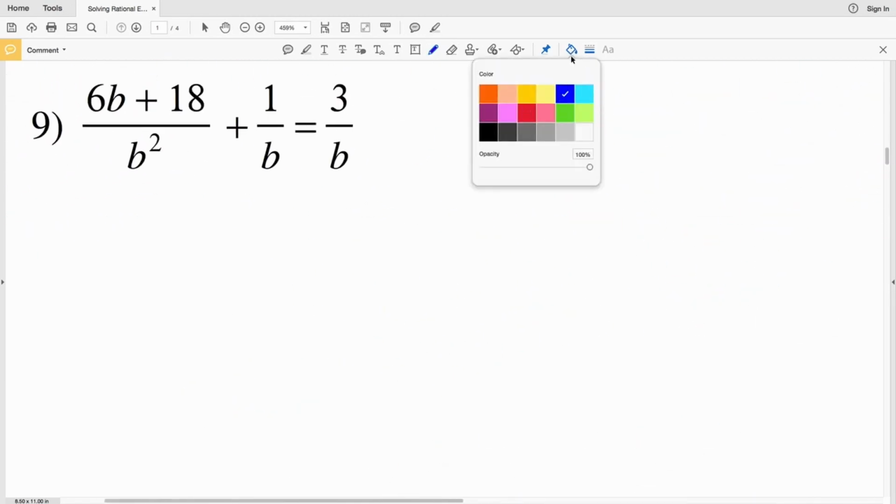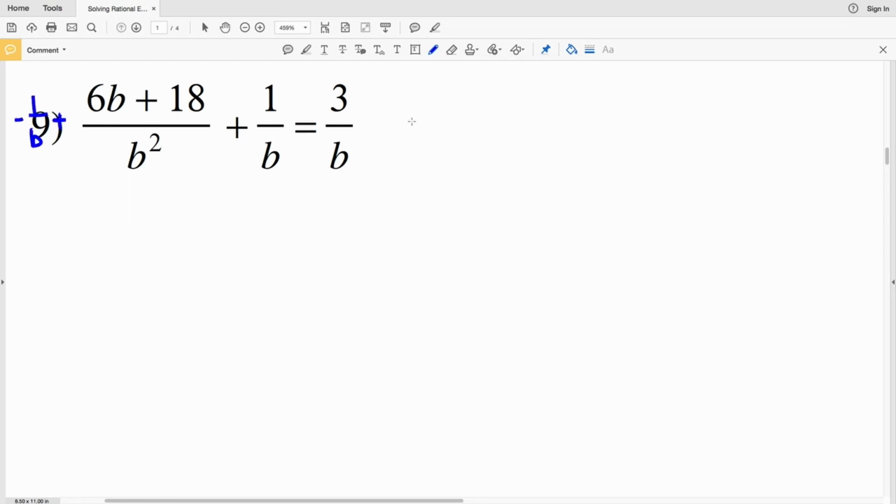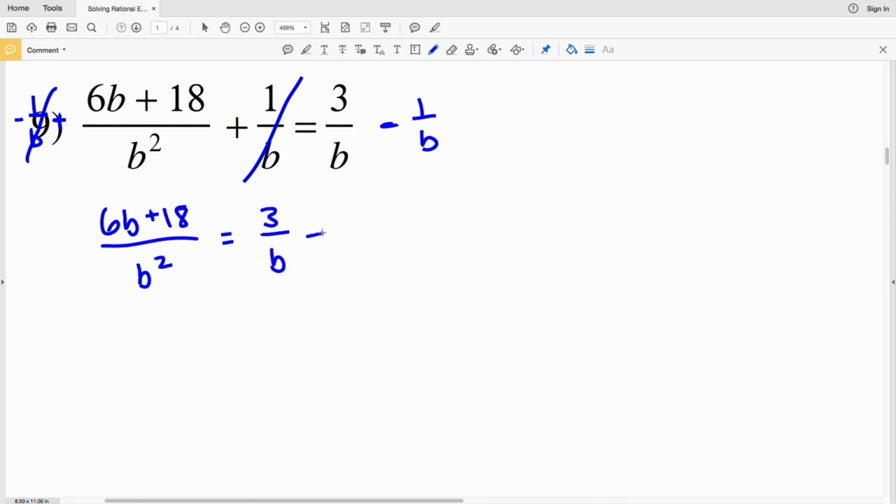In number 9, I'm going to start by rearranging the equation, and I'm going to subtract 1 over b from both sides. Doing that, I'll be left with 6b plus 18 all over b squared, and that's going to be equivalent to 3 over b minus 1 over b. 3 over b minus 1 over b simplifies to 2 over b, and we'll have 6b plus 18 all over b squared still on the left.